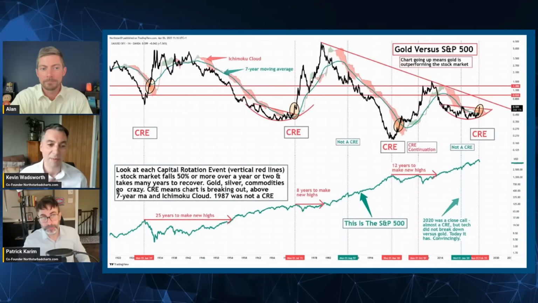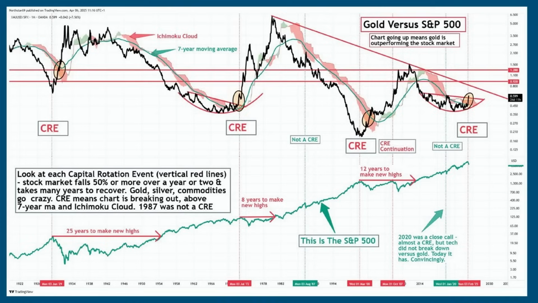And this chart here, it's the same, gold versus the stock market, gold versus the S&P 500. But what we've done on here is we've labeled the CRE, the capital rotation event. So you can see around about 1970, 71, 72, the chart started to move upwards very strongly. That was a capital rotation event with gold outperforming the S&P. Gold was pegged at the time, of course, during the early stages of that process. So hence probably the V shape to that capital rotation event.